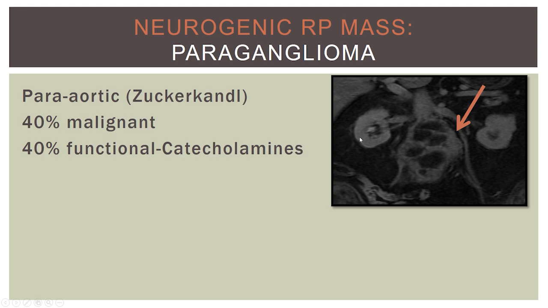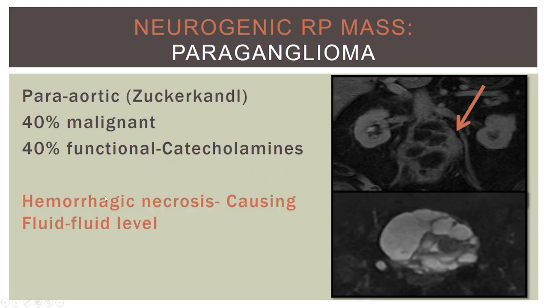Paragangliomas, they arise from para-aortic organ of Zuckerkandl, a more malignant rate than pheochromocytoma, so 40% malignant, 40% functional with secretion of catecholamines. They have hemorrhagic necrosis causing fat fluid levels.